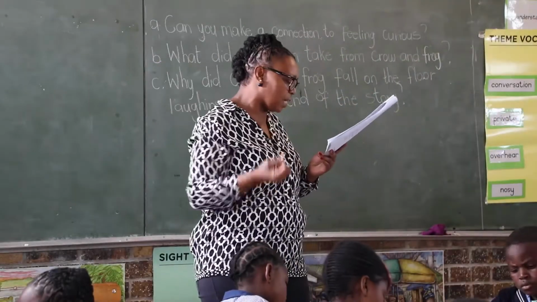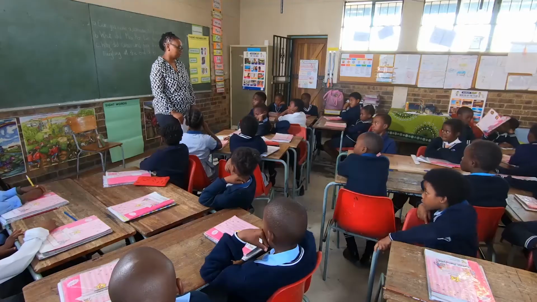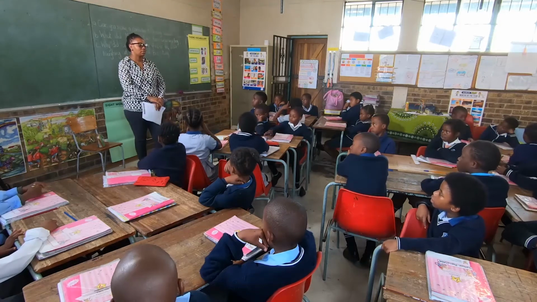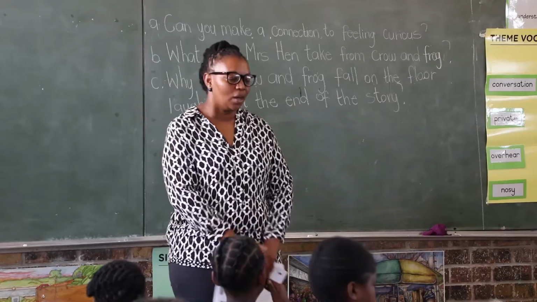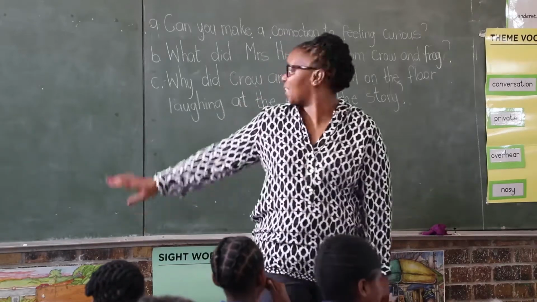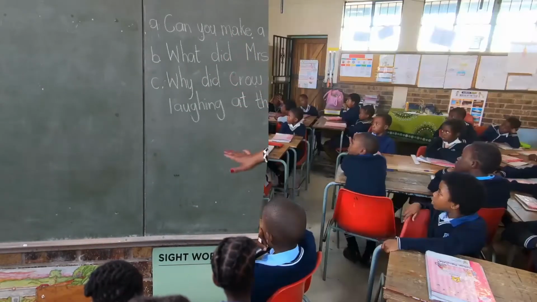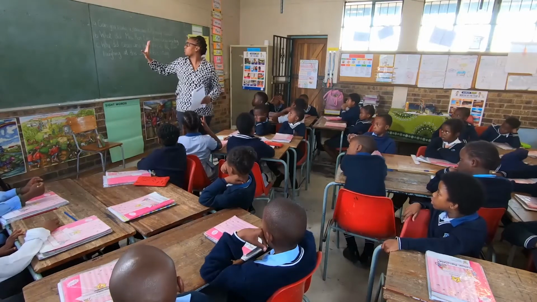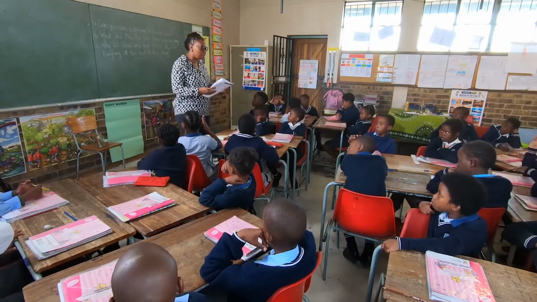Watch as teacher Maputi Molaudi demonstrates the second read of Frog and Crow Get the Wrong Message. Again, start the lesson by reading and explaining the questions to learners. After I read, we are going to answer all the questions on the board.